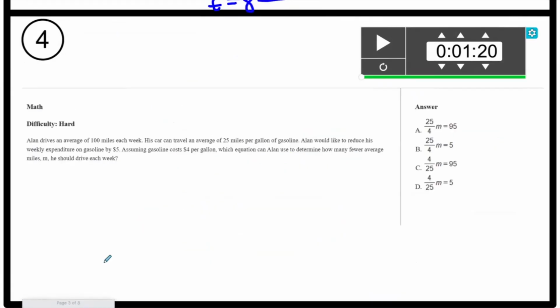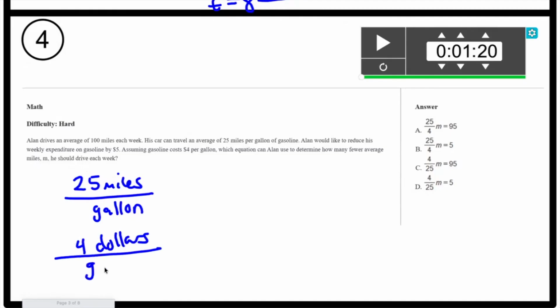Okay. This one was probably the hardest one. So I think the way I really use the answers to help. The first way was I thought about the units. So every problem here has 25 and 4. So 25 was miles per gallon, and the 4 was $4 per gallon.